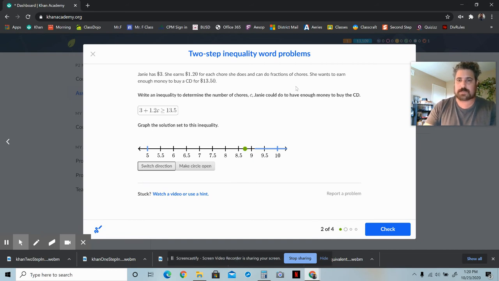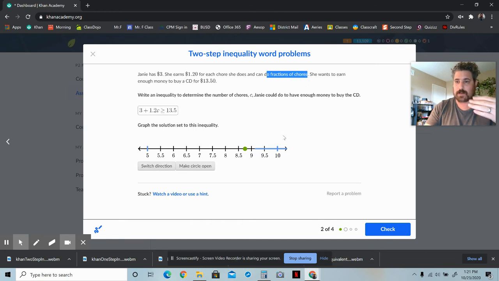So it says that she can do fractions of chores, which means that you can allow 8.75. If it said that she had to complete the chore to get paid, then you'd have to start with 9, right? But because she can do parts of a chore, you can say that she needs to complete 8.75 chores. So this is the correct answer.